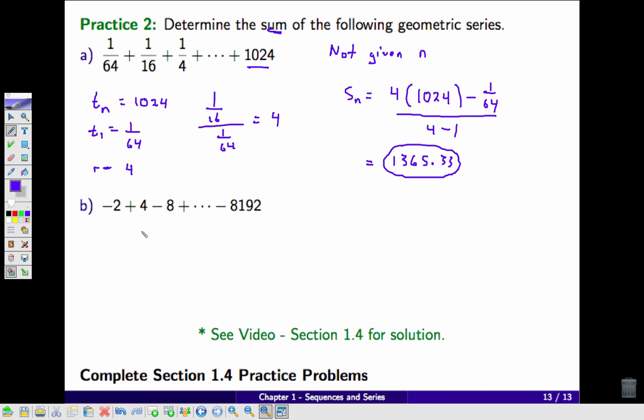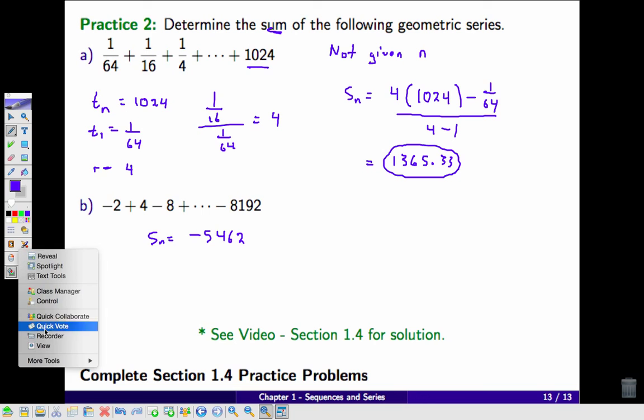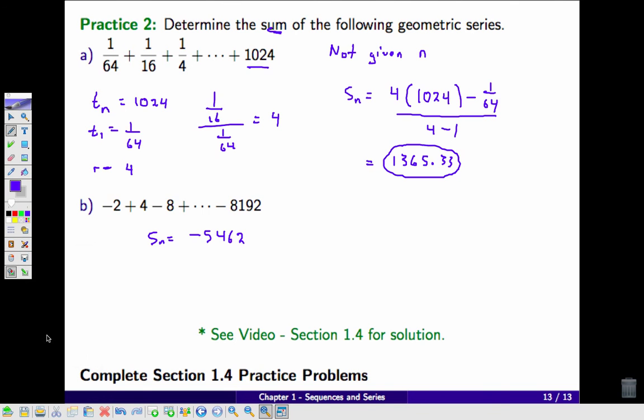For this next one, I'll give you the solution. And the solution is Sn is equal to negative 5,462. Okay, that's the solution to the next one. Please try it and compute and ask me if you have any questions. And I'll see you on section 1.5.